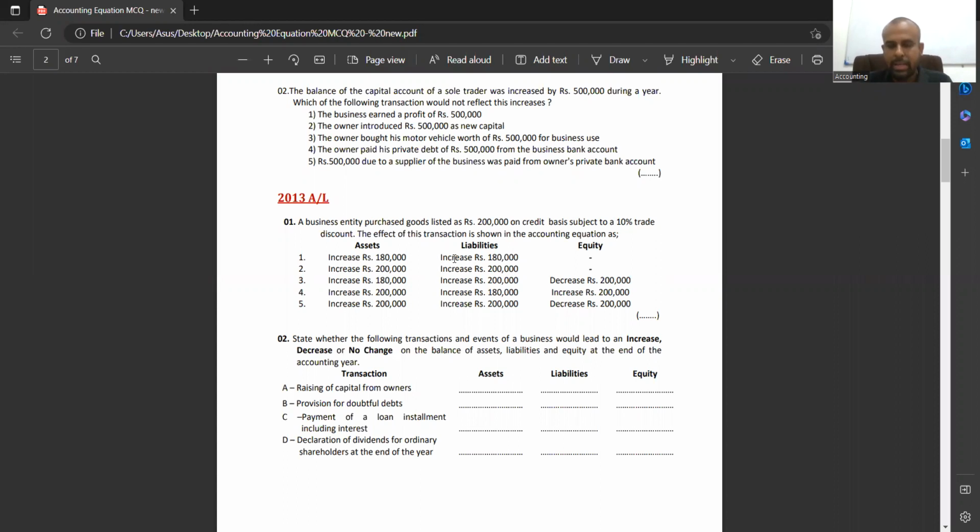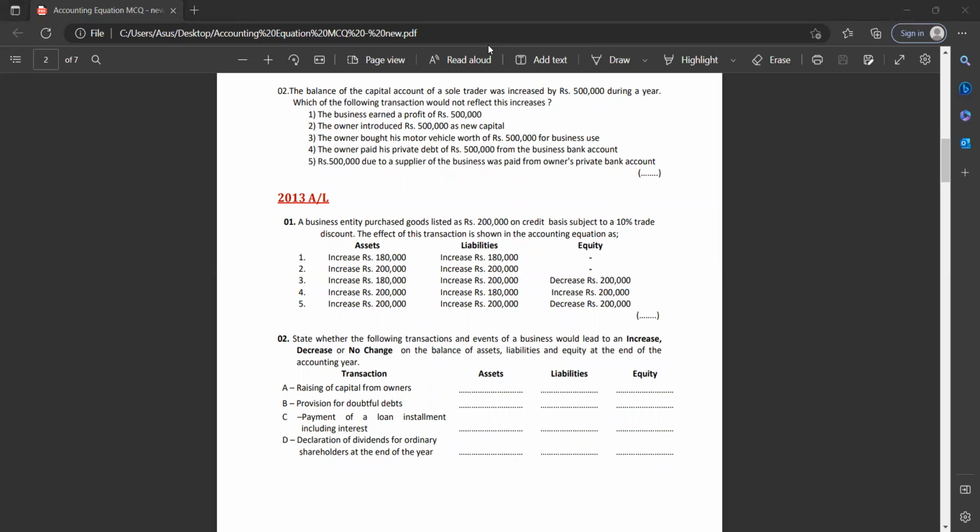Answer number 1. Right. Please note, list price will not be recorded in the business books of accounts. List price will not be recorded in the business books of accounts. If you need, you can say list price minus trade discount is equal to the invoice price.